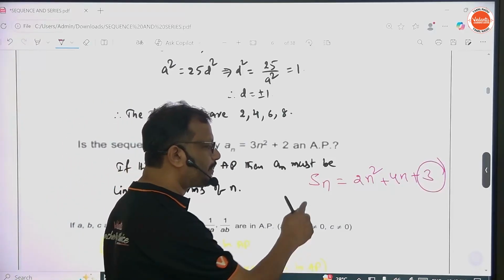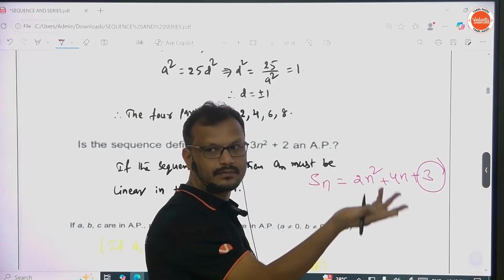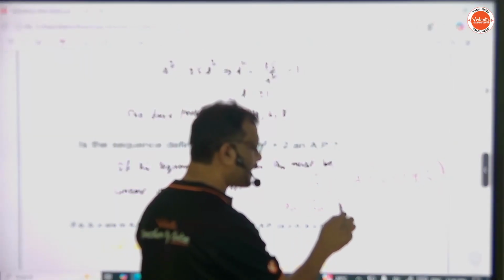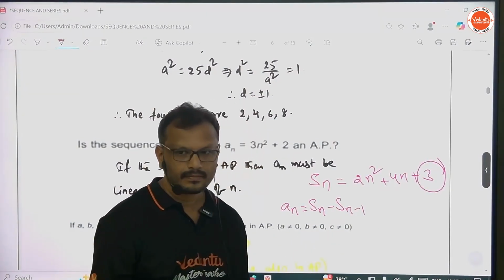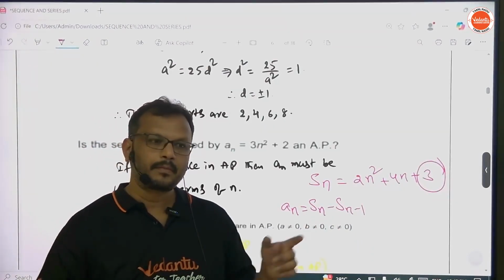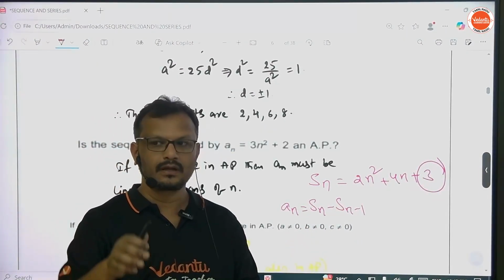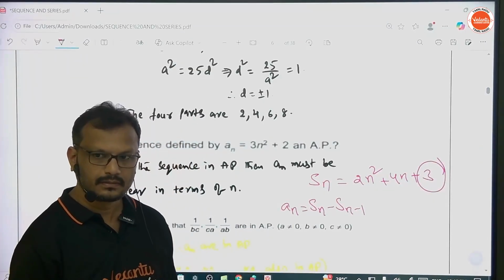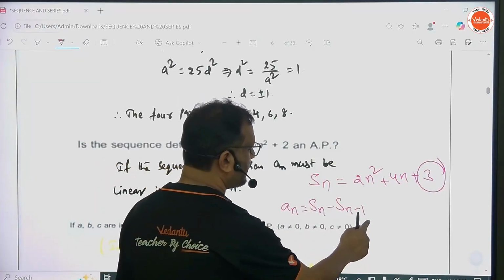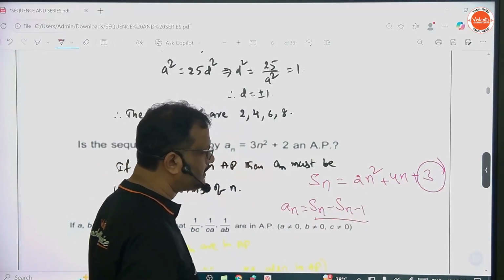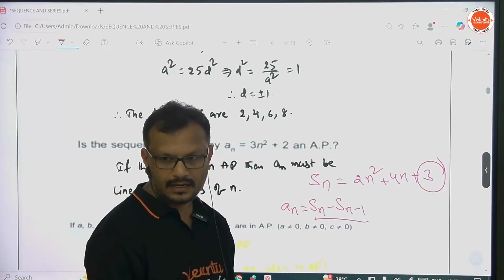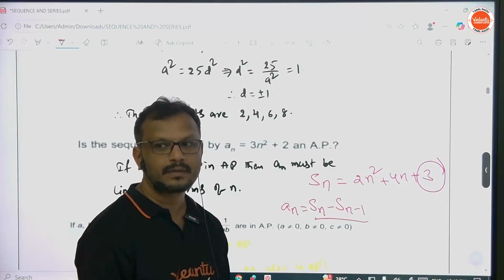Okay, it's fine. Now the sum of n terms is given. What is the nth term? The nth term an equals Sn minus Sn minus 1. The sum of n terms minus the sum of n minus 1 terms, if you take, you will get the nth term obviously. So this difference you have to take. It may not be in AP, but maybe in some other sequence. Why is it not in AP? AP means it is compulsorily a multiple of n.